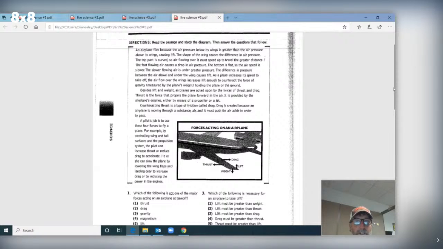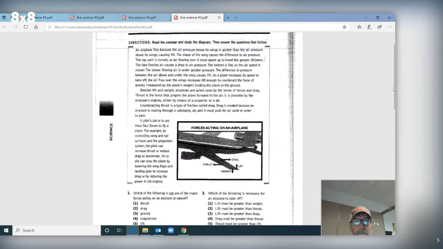The bottom is flat, so airspeed is slower. The slow-flowing air is under greater pressure. The difference in pressure between the air above and below causes lift. As a plane increases its speed to take off, the air flowing over the wings causes lift to counteract the force of gravity. So there we have gravity, and that's basically the plane's weight.